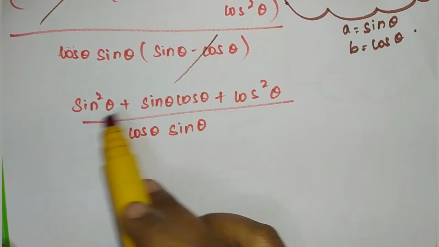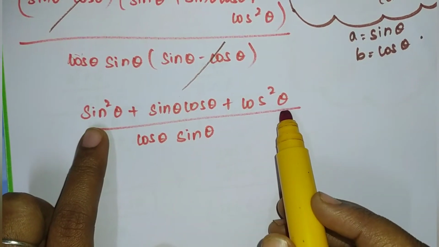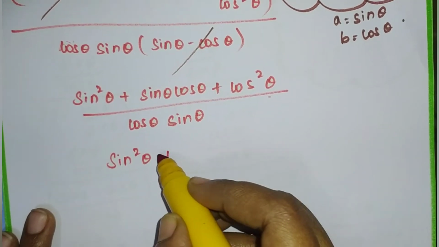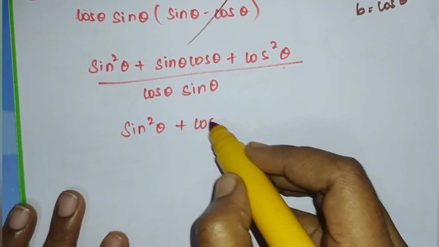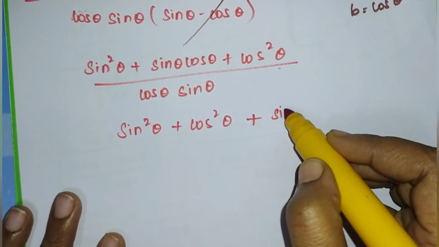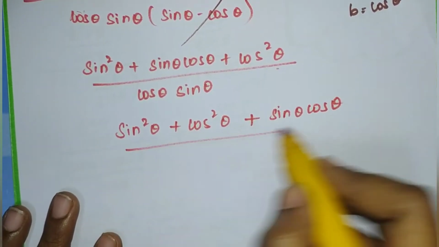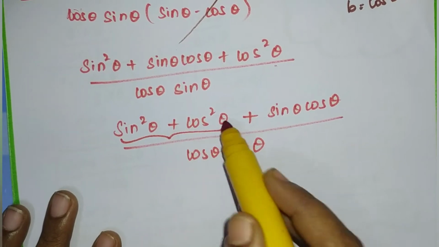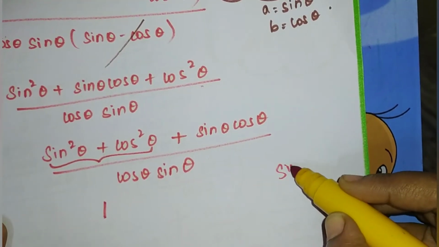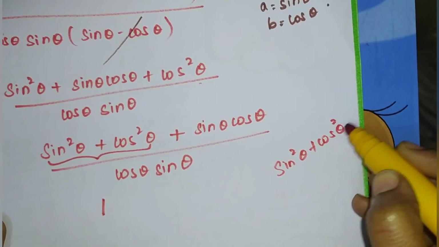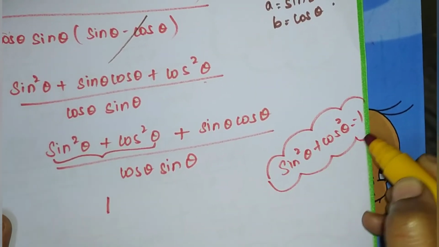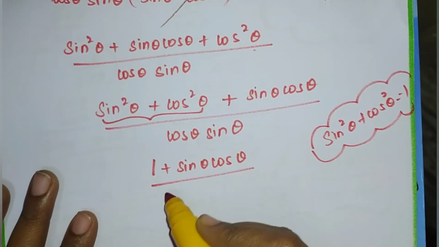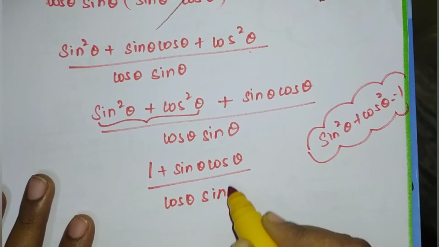We can combine these two, no? See this one, sin square theta plus cos square theta. Combine together: sin square theta plus cos square theta plus sin theta cos theta divided by cos theta sin theta. Using the formula sin square theta plus cos square theta is equal to 1, we get 1 plus sin theta cos theta divided by cos theta sin theta.